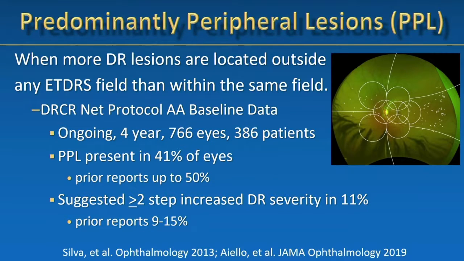Looking at the DRCR network Protocol AA baseline data, this is an ongoing 4-year study evaluating 766 eyes, asking these sorts of questions. From the baseline data that was published in January, PPL were present in 41% of eyes, and these lesions suggested a 2 or more step increased DR severity in about 11%. And these findings were consistent with prior reports.